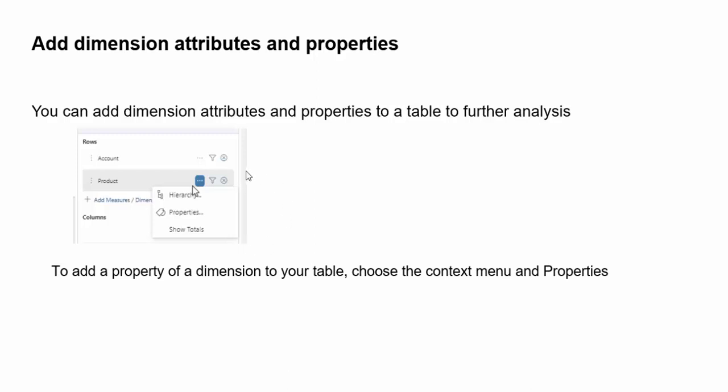So you can see you can add dimensions and attributes to further the analysis, and to add a property, you can choose the context menu properties.